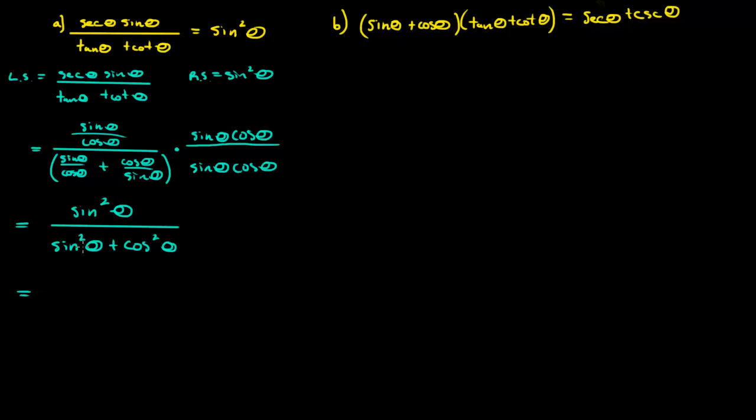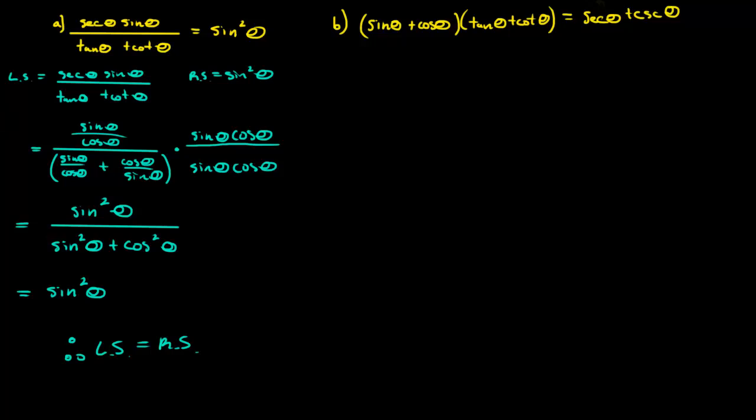Because sine squared theta plus cos squared theta, using the Pythagorean identity, is just 1, I'm left with sine squared theta. Therefore, the left side is equal to the right side, and I have proven this identity.